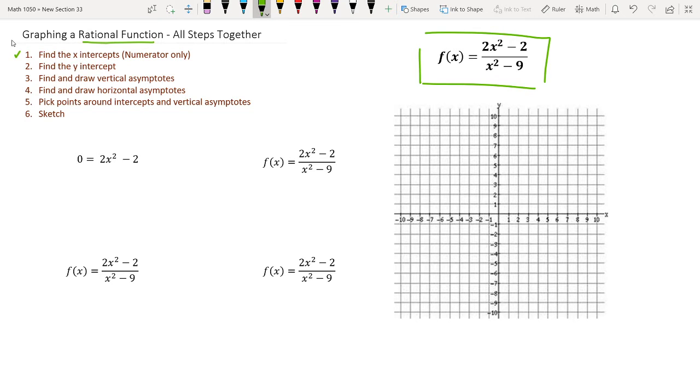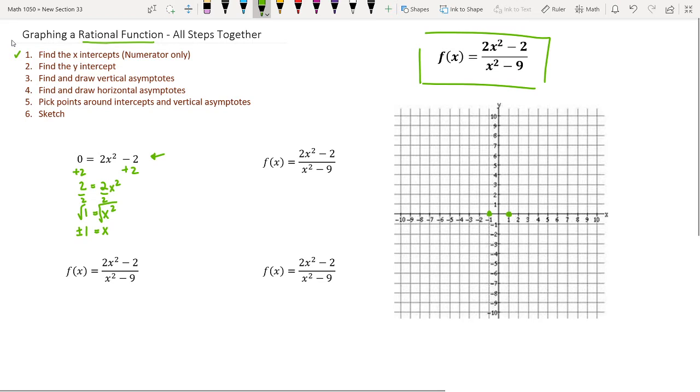Starting off, number 1, to find the x-intercepts, I only use the numerator for this. These are actual points that are going to be crossed. These are not asymptotes. So I'm just taking the top and solving for x. I'll add my 2 to both sides. I have 2x squared equals 2, divide by 2, x squared equals 1. I'll take the square root of both, and x is going to be positive or negative 1. So I can go ahead and put those on here. I'm going to have a point at positive 1 and negative 1.